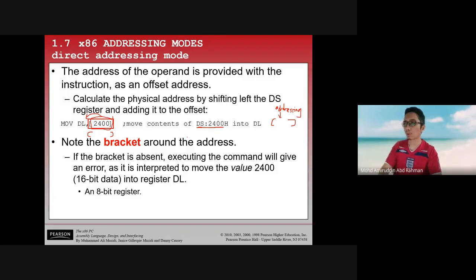If the bracket is absent, as I said, the command will give an error, as it is interpreted to move the value 2400 into register DL. So the value 2400 will be moved to DL instead of the value inside the address DS:2400.